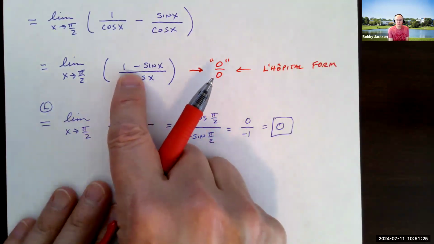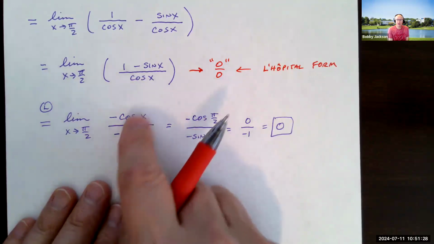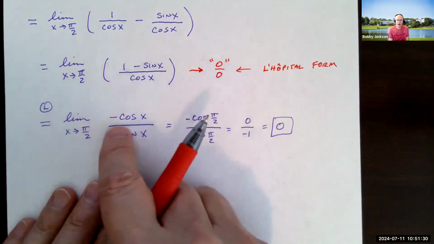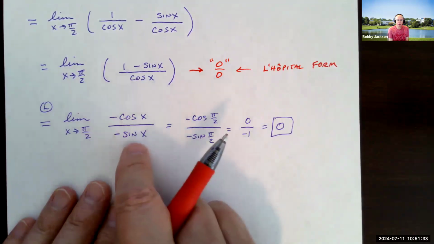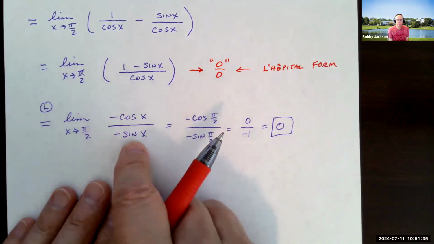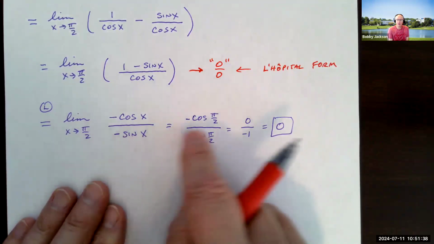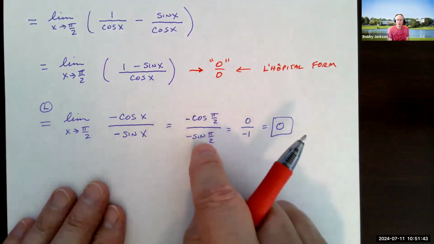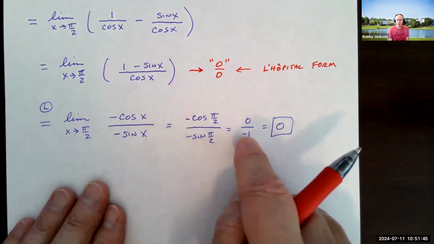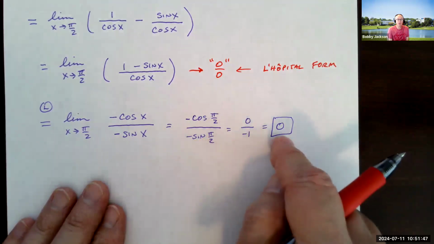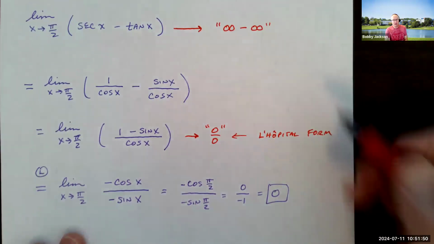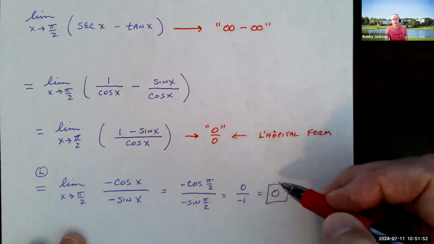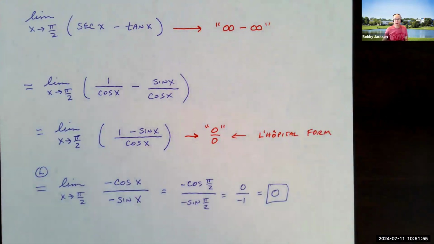Take the derivative of the top. Derivative of 1 is 0. Derivative of sine of x is cosine of x. So I get 0 minus cosine of x, or negative cosine of x. Derivative of cosine of x is negative sine of x. And now notice I can plug in pi over 2. Cosine of pi over 2 is 0. Sine of pi over 2 is 1, so I get negative 1. 0 divided by negative 1 is 0. And so in this case, infinity minus infinity is 0, but don't assume that's always going to be the case. Okay, so there is how you can use L'Hopital's rule to find this limit. Hope this helps.